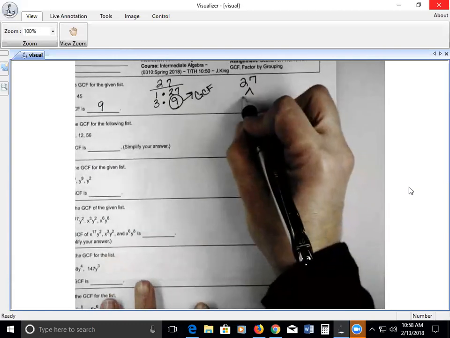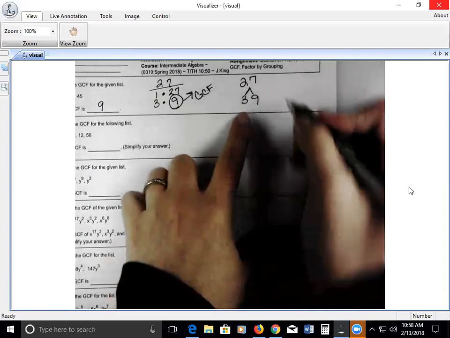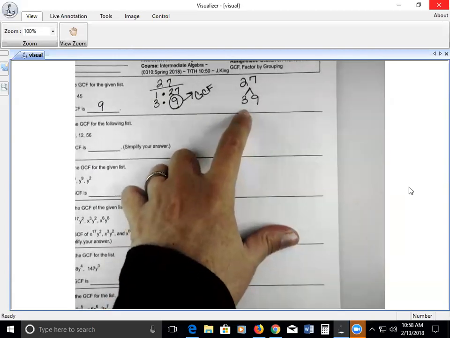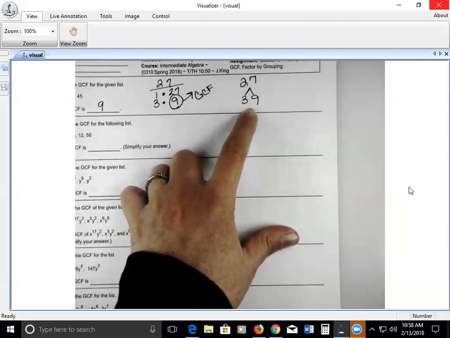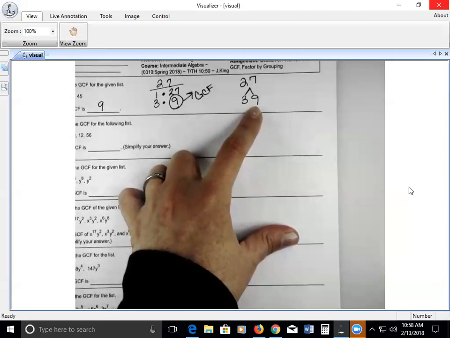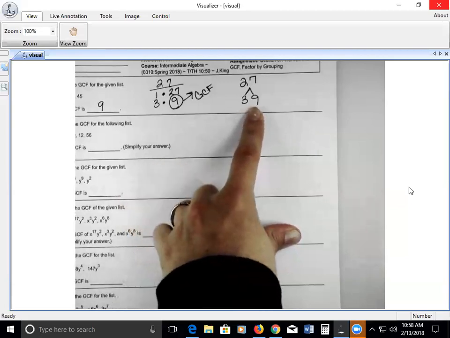I'm going to use 3 and 9. So 3 is a prime value. The only factors of 3 are 1 times 3. 9 is considered composite because 9 has more than 2 factors. You have 1 times 9 and you have 3 times 3. So 9 technically has 3 factors.